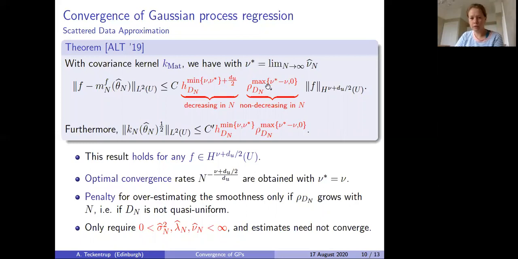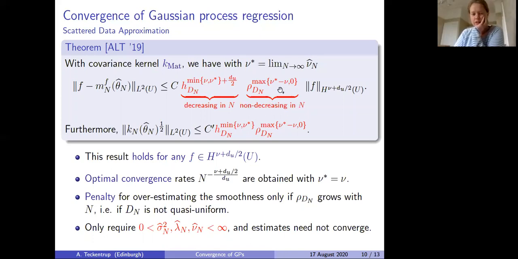There are these two things that depend on n, the fill distance and the mesh ratio. This is the part that decreases in n, right? As you get more and more points, you're filling your parameter space more and more well. And so this is the part that decreases in n with the fill distance. And then you also have this potential factor here that comes from the mesh ratio.